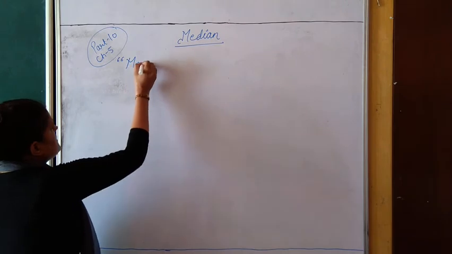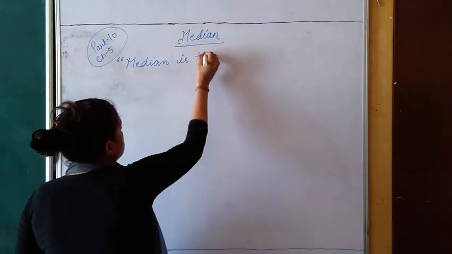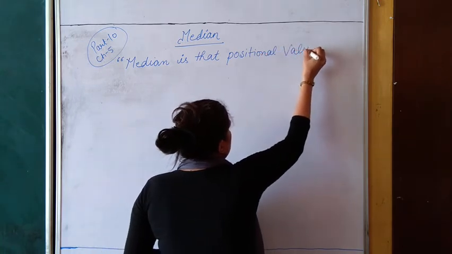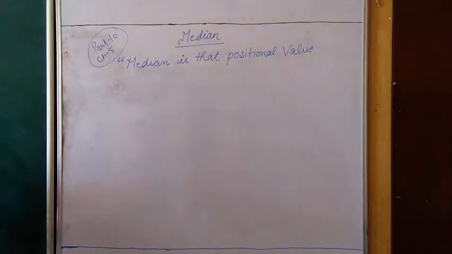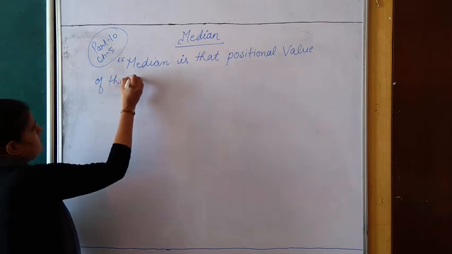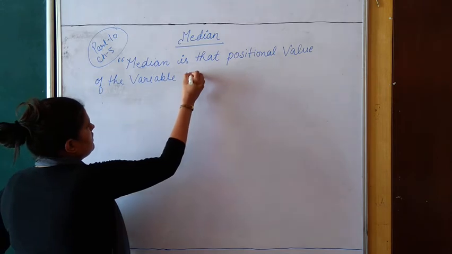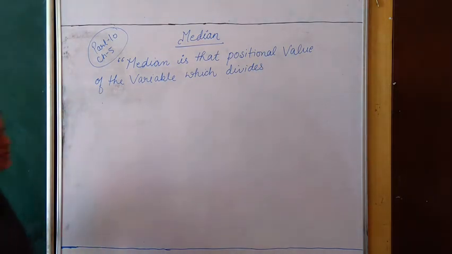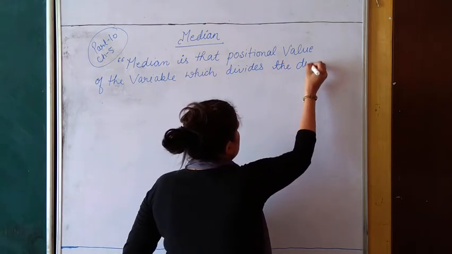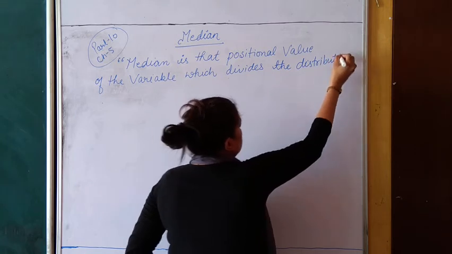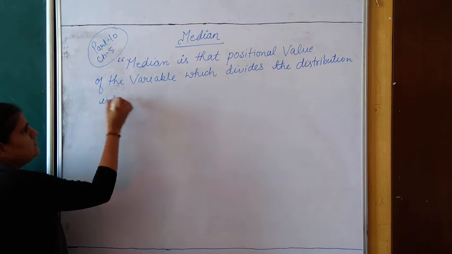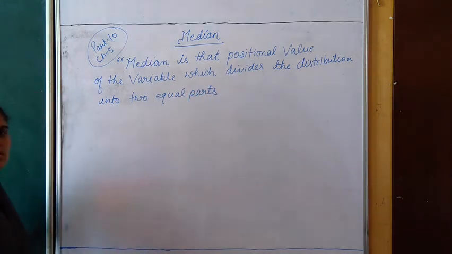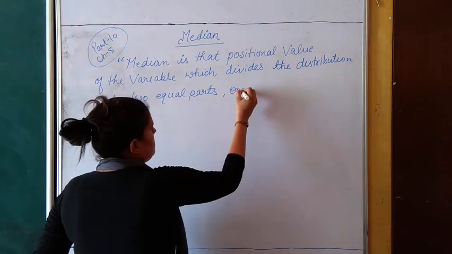Therefore median is that positional value of the variable which divides the distribution into two equal parts.